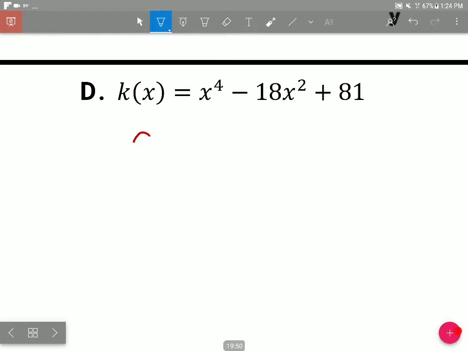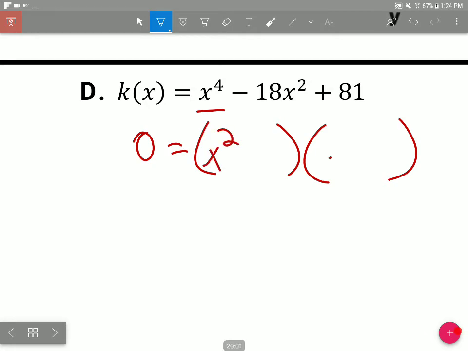So here we go. 0 equals, break out your parentheses. What are two things that multiply to x to the fourth? X squared. X squared. Good. What are two things that multiply to 81? 9 times 9. Okay, can you rig those to get to a negative 18? Yes. Okay, what are they? Negative 9 and negative 9.